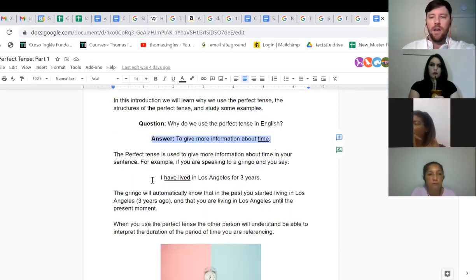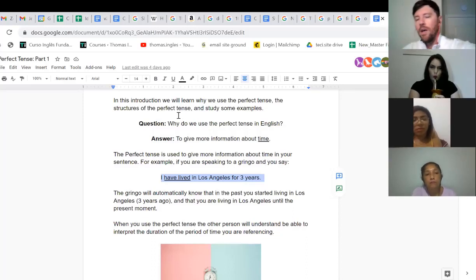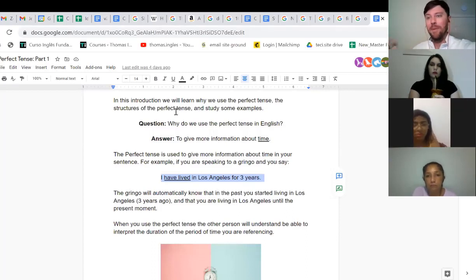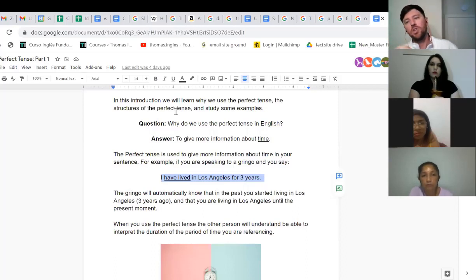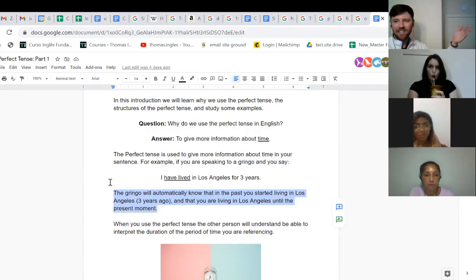So here we have an example. I have lived in Los Angeles for 3 years. So I have lived in Los Angeles for 3 years. So the thing that's cool about this, the thing that's kind of like, wow, that's nice about using the perfect tense is that when you say, I have lived in Los Angeles for 3 years, the other person, the gringo, the person from the United States, the person from Australia or from England, they will automatically understand that in the past, you started living in Los Angeles.